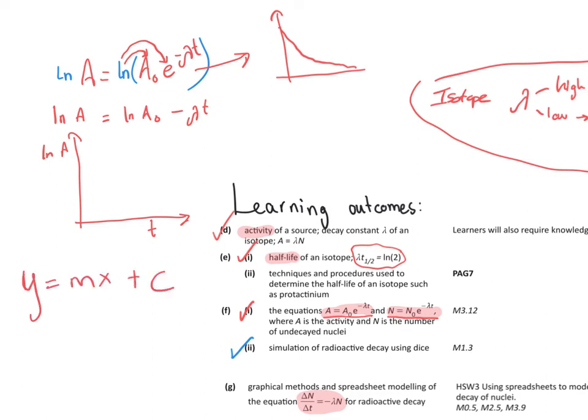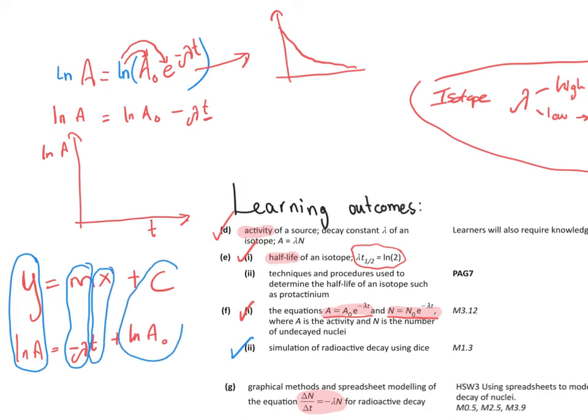So if my y is ln A and my x is t, I'll just write it as minus lambda t plus ln of A naught. And now I can link my values together. So y is ln A. My gradient is minus lambda, since x is my t. And my y-intercept is ln A naught. So it will have a point that's ln A naught here, and it will be a straight line with a negative gradient that's equal to the decay constant.